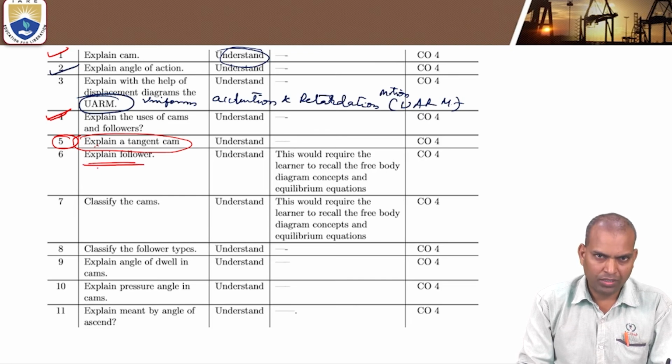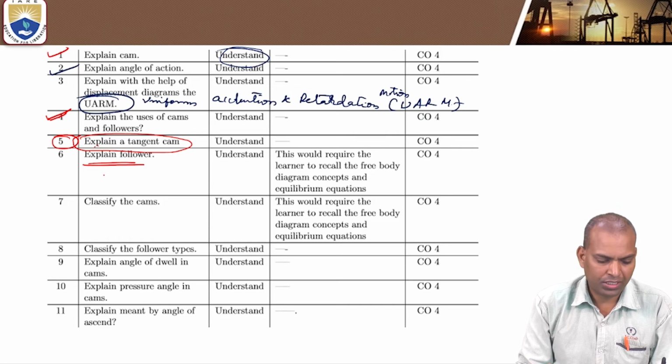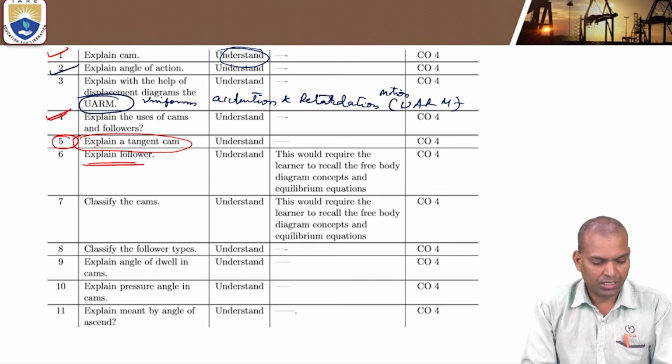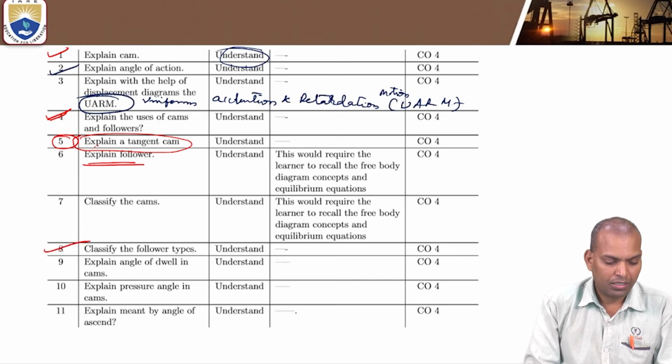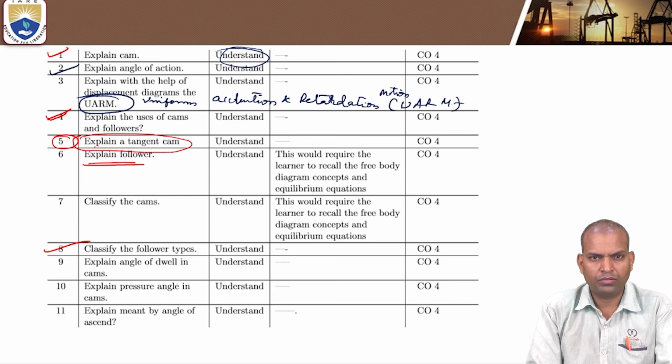A follower is nothing but a valve which helps in opening and closing, allowing the fuel into the engine and also sending the exhaust gases outside. There are various types of followers. One more question is: classify the follower types. Various types of followers, but in the sessions we studied only 3 types of followers.